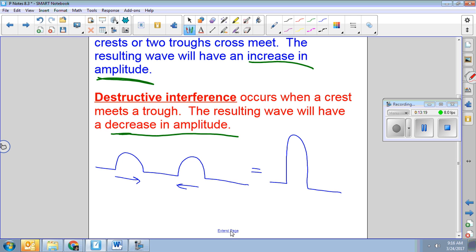So if this is an amplitude of A, and this is an amplitude of A, then this is an amplitude of 2A, right? A plus A. Cool.